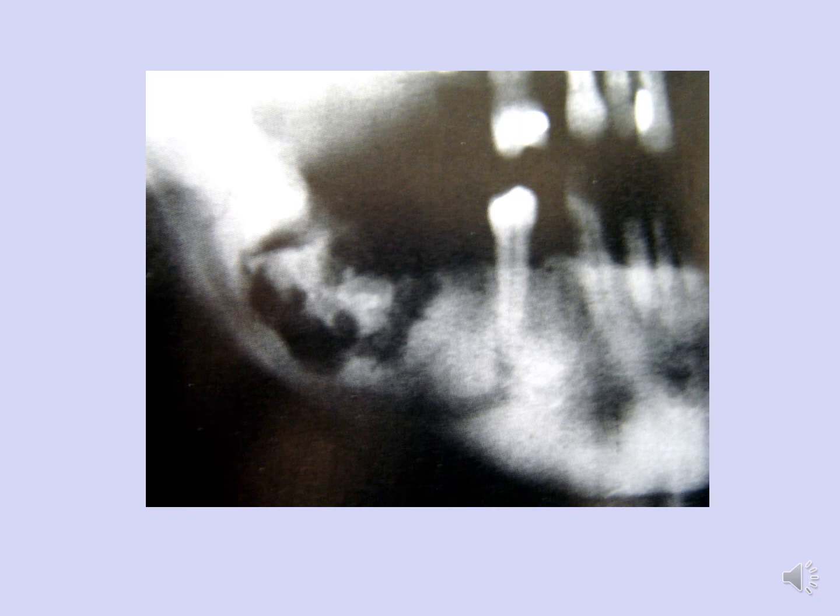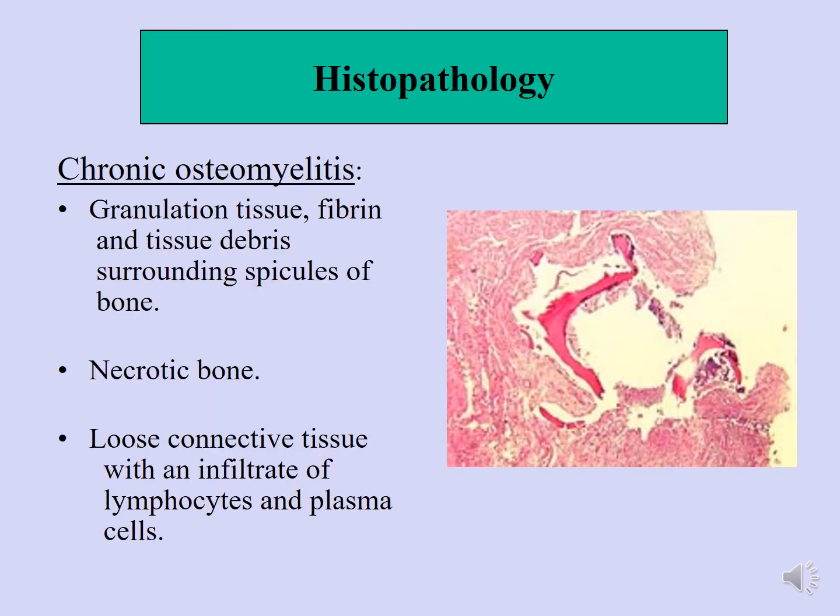Okay, so this is the radiographic image of a segment of an OPG basically. So here you can see the osteomyelitis lesion. This is the sequestrum, right? This is the moth-eaten appearance of bone that is visualized.